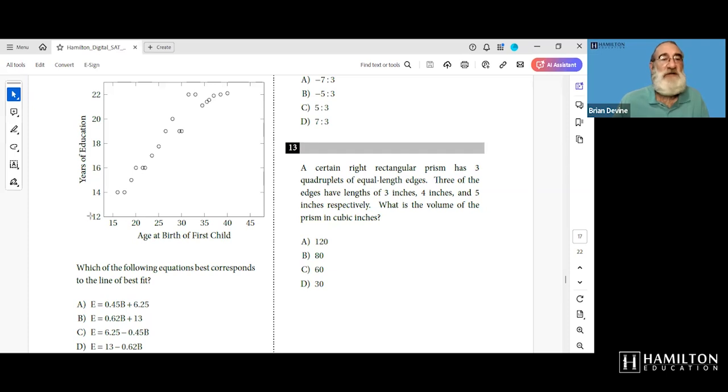And there would be a line of best fit then that you could plot, which is shown here. And we want to know what would be the best equational model of the four choices that would give education as a function of age at birth of the first child.